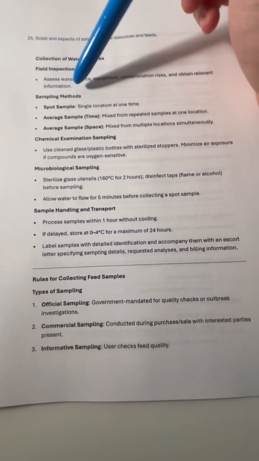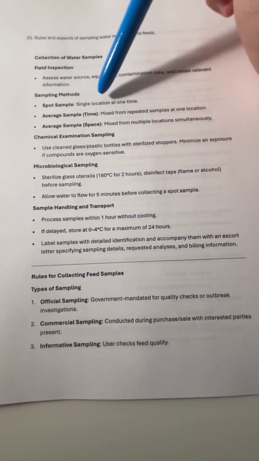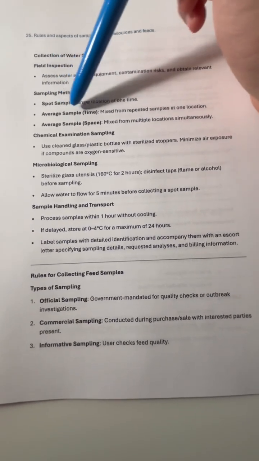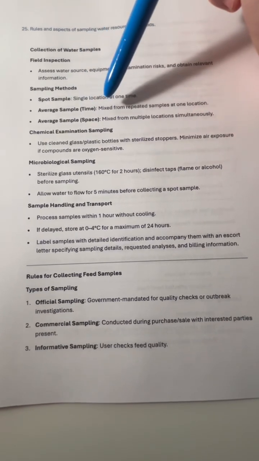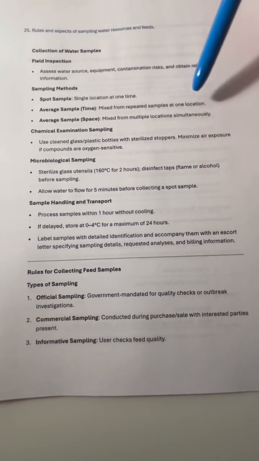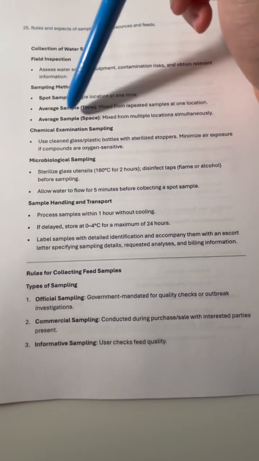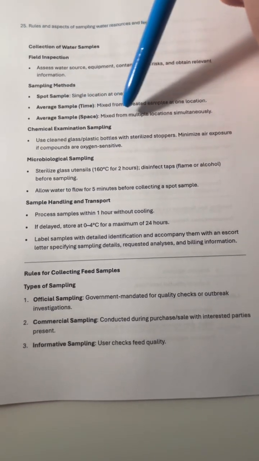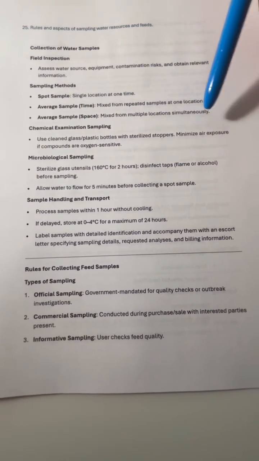For sampling methods, you have spot samples, so a single location at one time, an average sample, which is over time, so you use mixed from repeated samples all in one location, or an average sample, this is with space, so mixed from multiple locations but at the same time simultaneously.